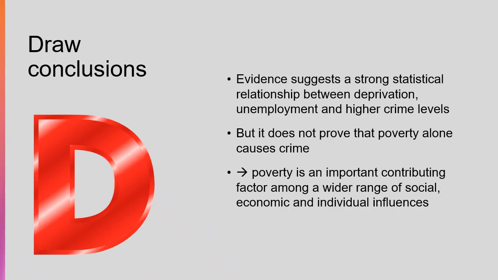Finally, in terms of drawing conclusions, a critical thinker might conclude that UK evidence does demonstrate a strong relationship between deprivation, unemployment, and higher crime levels. However, the evidence does not prove that poverty alone causes crime. The most reasonable conclusion is likely that poverty appears to be an important contributing factor among a wider range of social, economic, and individual influences.